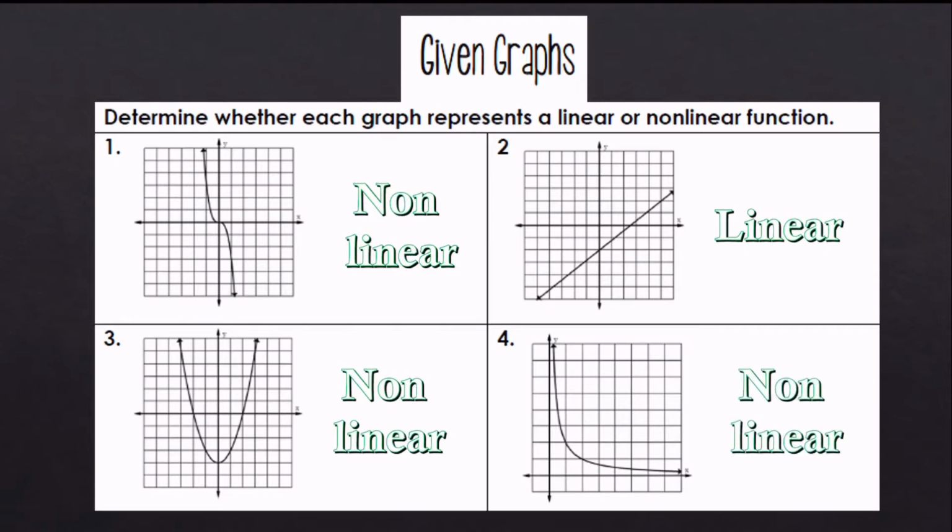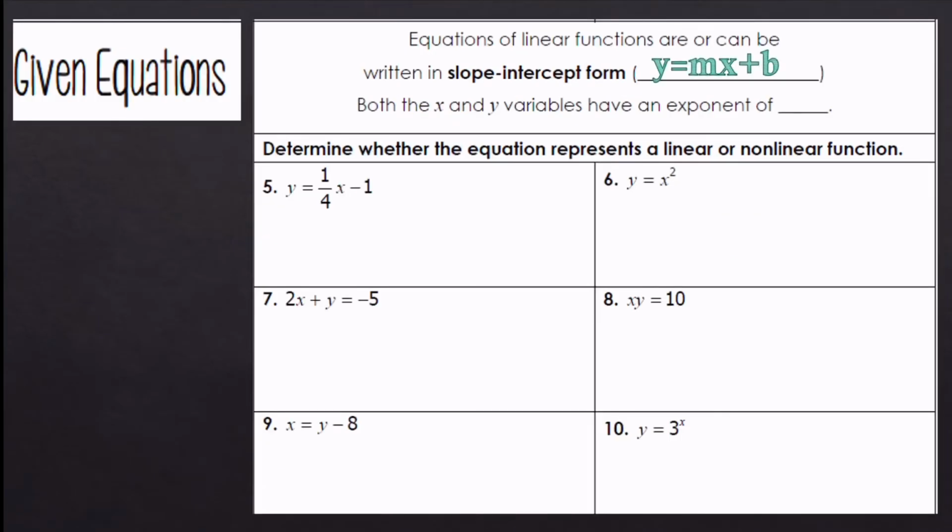Okay, so there's another way that we need to determine if functions are linear or not. If we have an equation, if the equation can be written in slope-intercept form, meaning y equals mx plus b, meaning y must be alone, as long as y is completely by itself, that is slope-intercept form. Both the x and y variables have to have an exponent of 1. So if they don't have an exponent of 1, then it is not linear. So you can look right away and eliminate something.